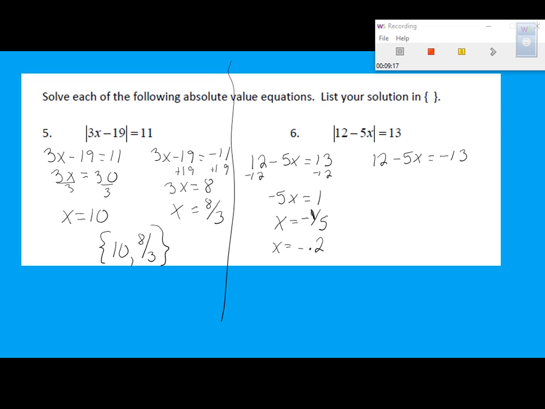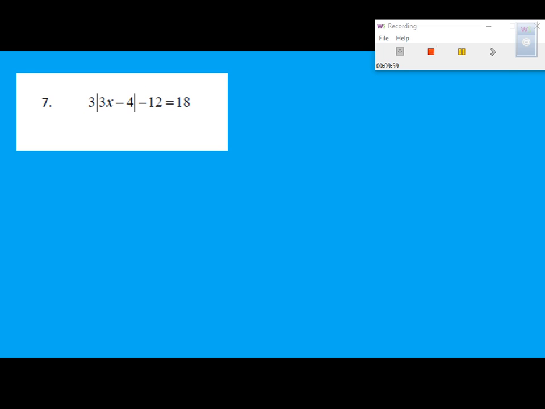The other part, let's subtract away 12 from both sides. So I've got negative 5x equal negative 25. I did that in my head, of course. You could type it in your calculator. Divide both sides by negative 5 and get 5. So my 2 solutions, negative 1/5 and 5. So guys, I did 2 problems there where the absolute value is already by itself. Now, of course, you know what's coming on number 7.